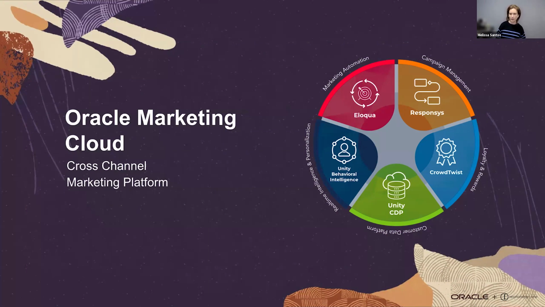Eloqua is Oracle's marketing automation tool. Responsys is Oracle's campaign management tool. It's more on that B2C side, more of an ESP type platform. There's also Unity, which is Oracle's customer data platform. And as part of that, we have Unity Behavioral Intelligence, which lets us do more real-time communication, real-time personalization. And last but not least, there's CrowdTwist, which is Oracle's loyalty and rewards platform.